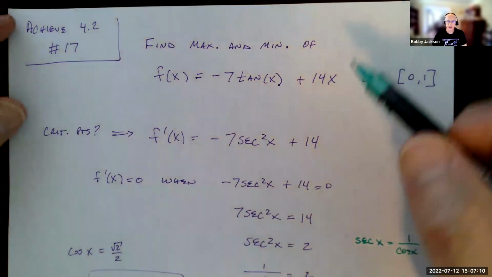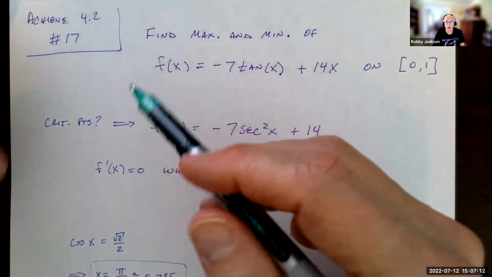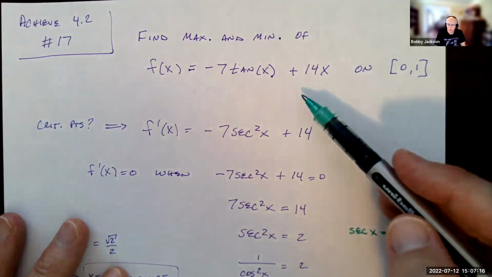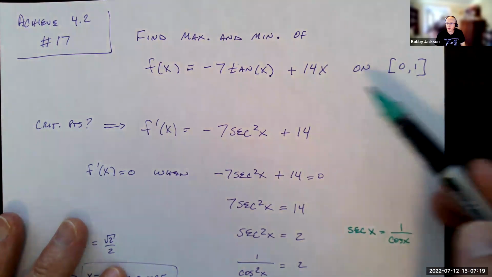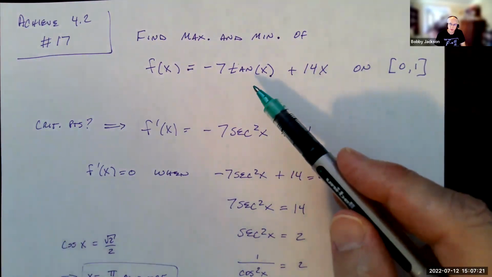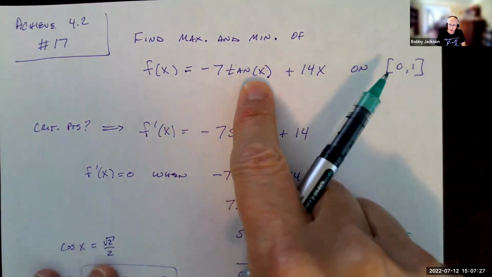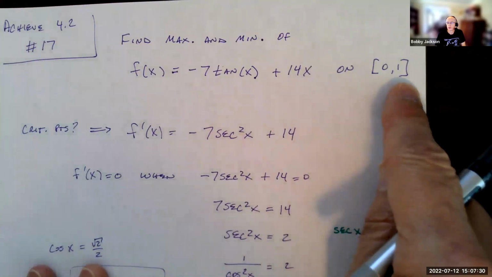So let's look at number 17 in Achieve section 4.2. We're going to find the max and minimum of this function on the interval from 0 to 1, dealing with a trig function. So be careful that any evaluations you do with a calculator, for instance, you're in radian mode. And this function is continuous on the interval from 0 to 1.